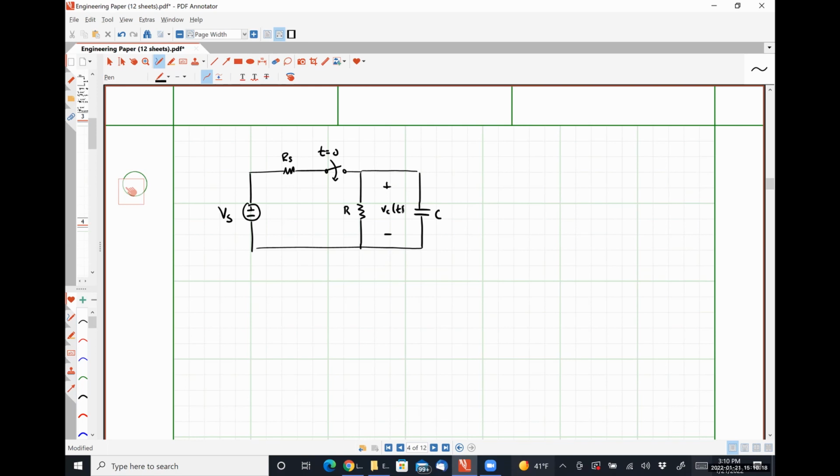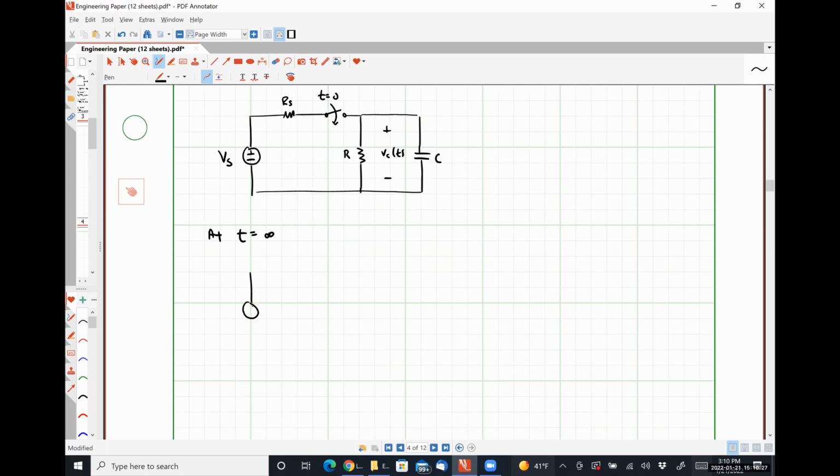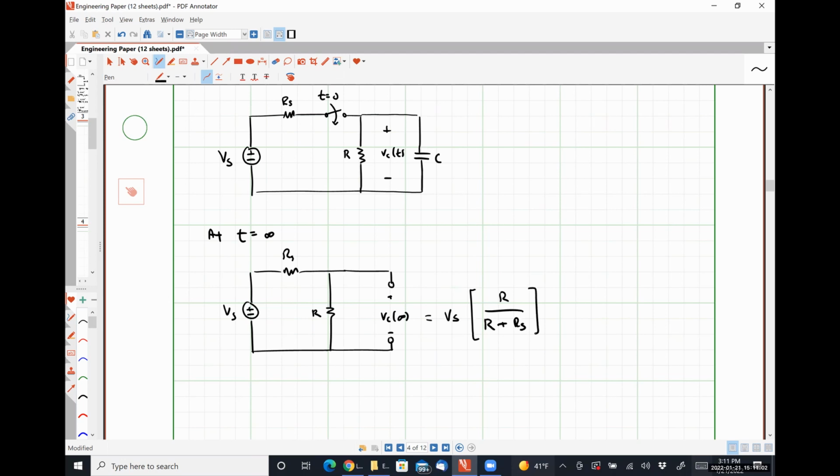so let's call this guy the capacitor voltage. So at t equals infinity, we're going to have this circuit, Rs, R, and here is VC at infinity, which using voltage division would just be Vs times R over R plus Rs.